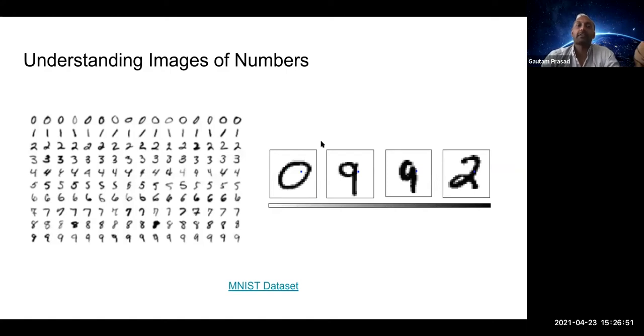So this is a really common data set used in machine learning called MNIST. It's a bunch of hand-drawn numbers. On the left is a sample of the data set, and on the right is a zoomed in version where you can see the different pixels. And each of these images resides, let's say, in a 1,000-dimensional space.